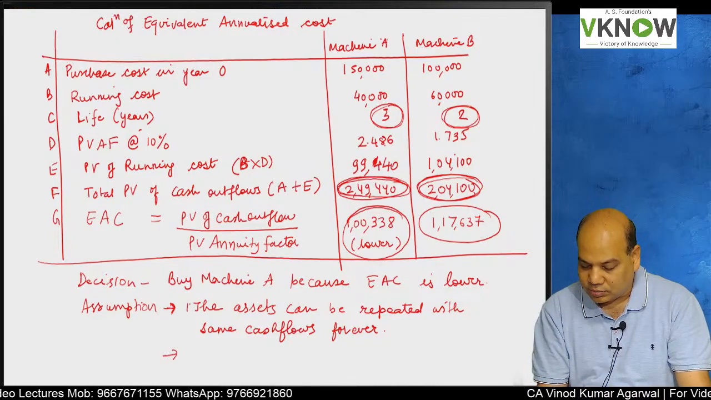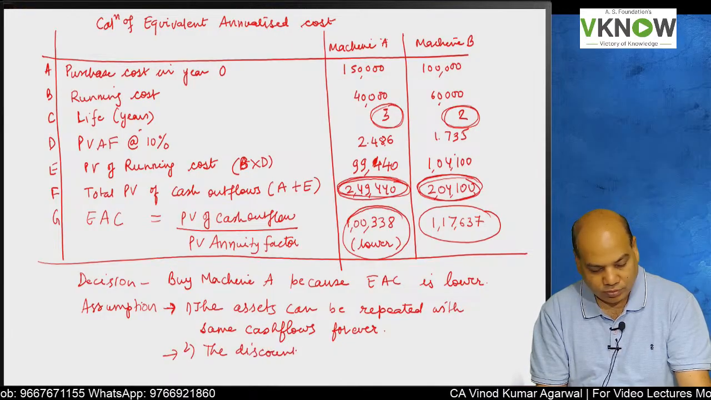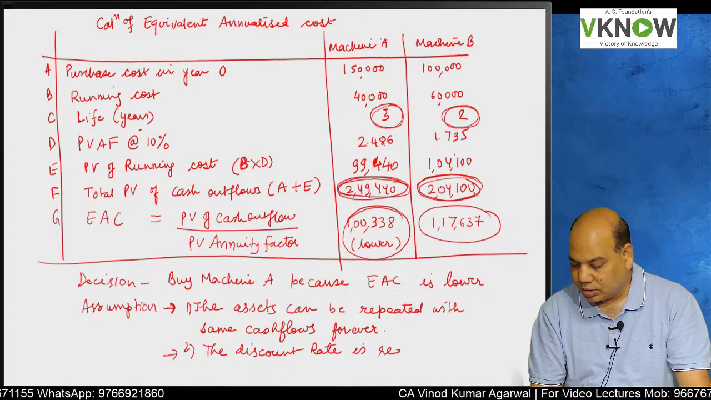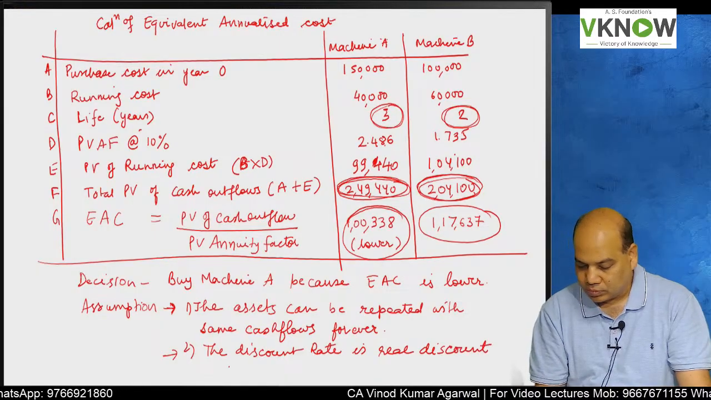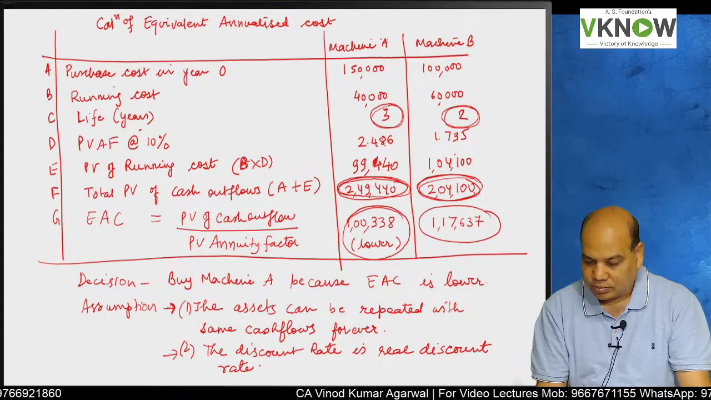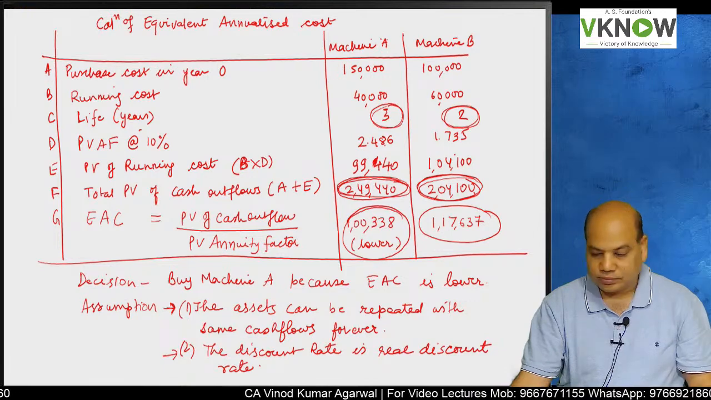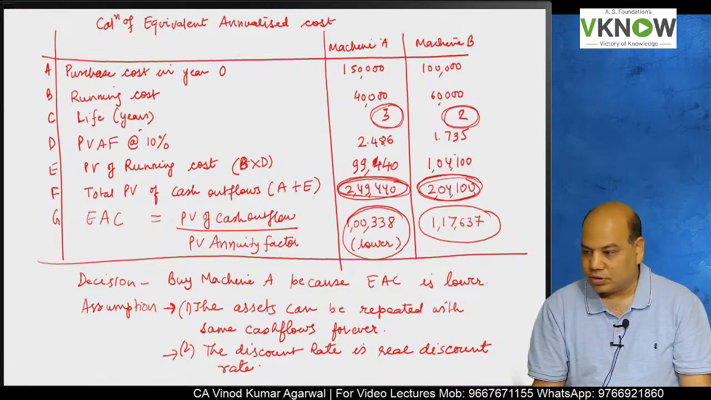Second assumption, write down: the discount rate is real discount rate. Cash flows are real, discount rate should also be real. Okay, so that is the answer of this question.